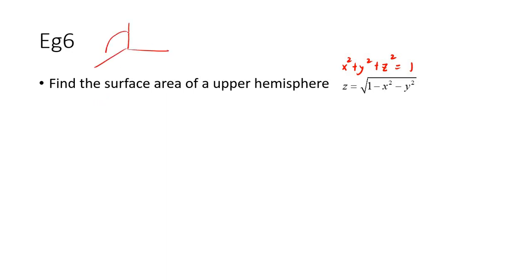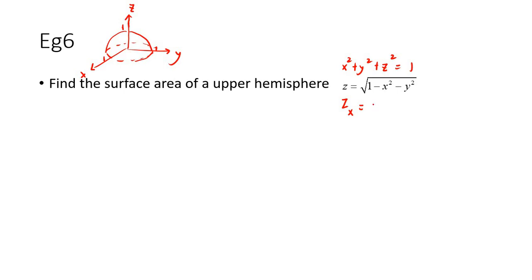So when I draw, this is an upper hemisphere, and this is 1, this is 1. Z here also 1. And this is x, y, z. So from here you can find zx.